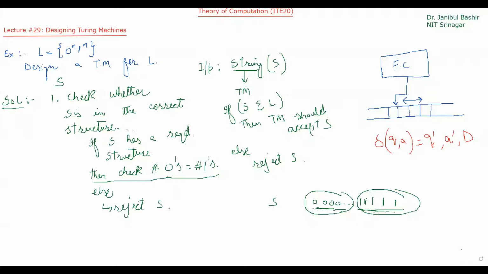So let's see how we can check this structure. But you have to remember that we have to check the structure using the Turing machine that we are designing. So the first part of this problem, part A, is to check the structure of S. If S passes this part A, then only we will move to part B. So what is part B? Part B will be to check that the number of zeros is equal to the number of ones.